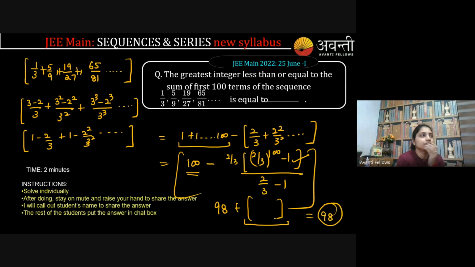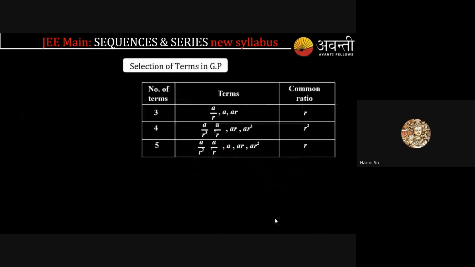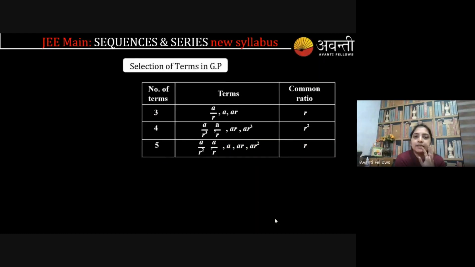Is it clear now? Yes, ma'am. Okay. So as in AP, we select the terms, in the same way for GP also we will have a selection of terms. When we have to take 3 terms, it will be A upon R, A, AR. When it will be 4 terms, then A upon R cube, A upon R, AR, AR cube. In the same way for 5 terms, right or not?